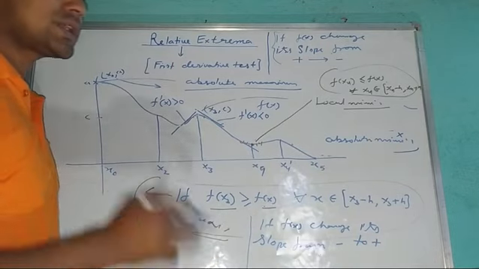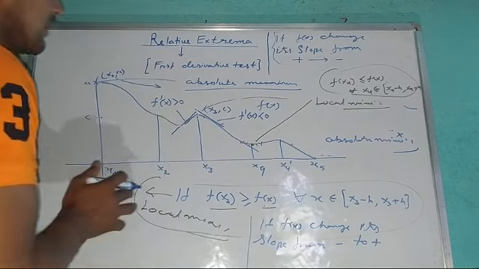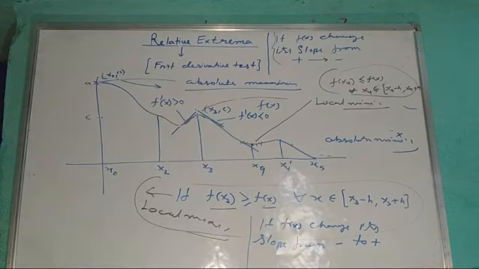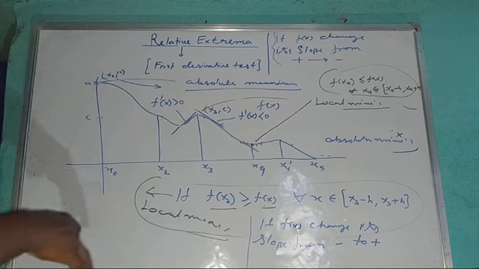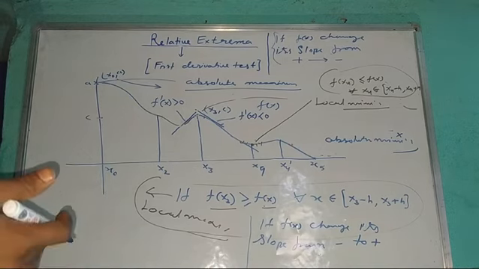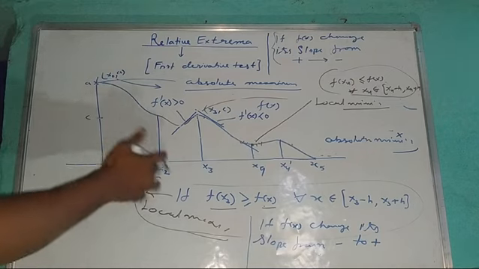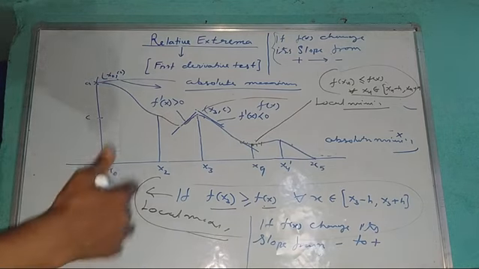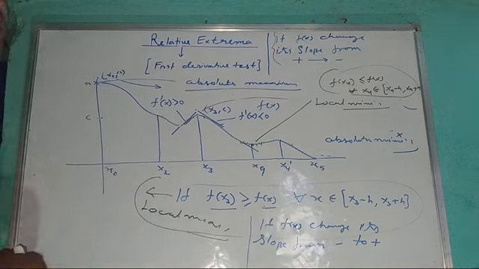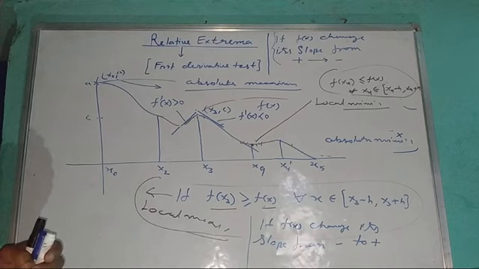Okay, student, this type of condition of the slope, when the slope changes from negative to positive and positive to negative, and the study of this type of slope of the function, and the study of the behavior of the function, and the study of the maxima and minima points of the function is known as relative extrema. Okay, student, this is all about the relative extrema and the first derivative test of the function. Thank you.